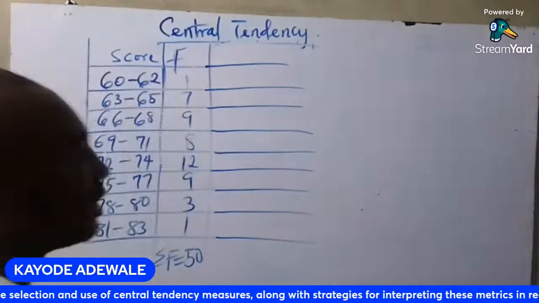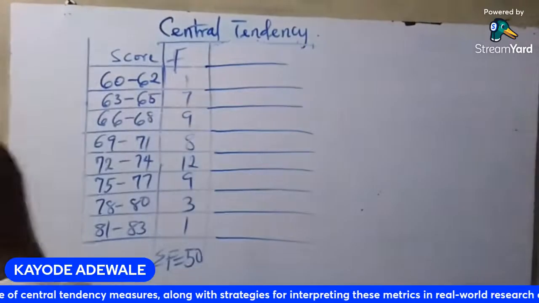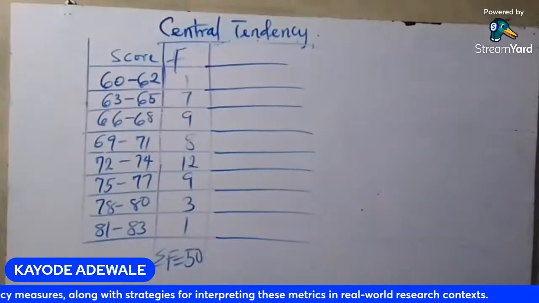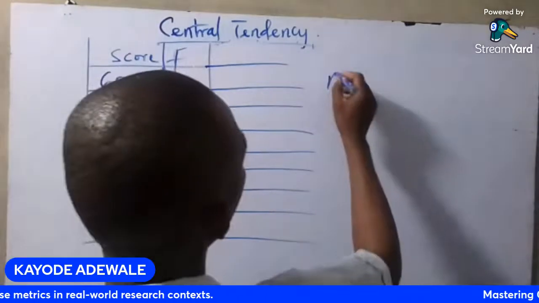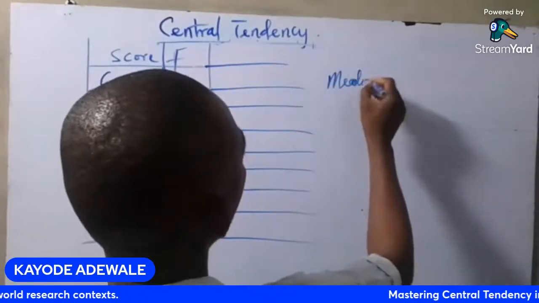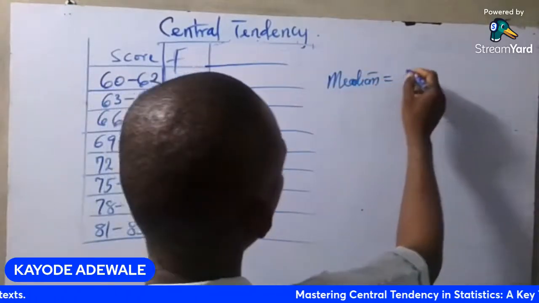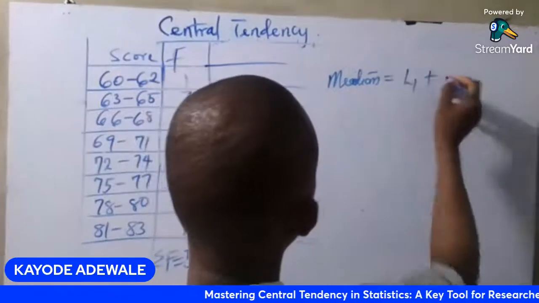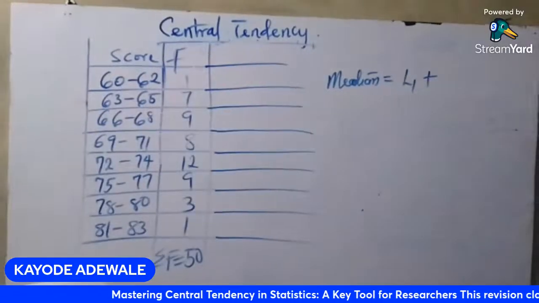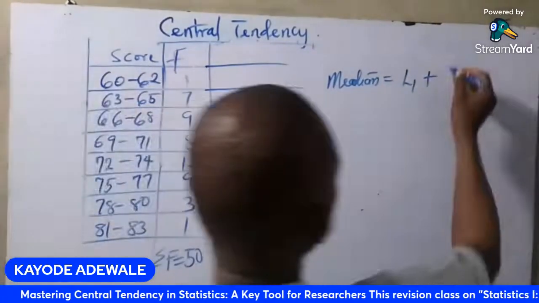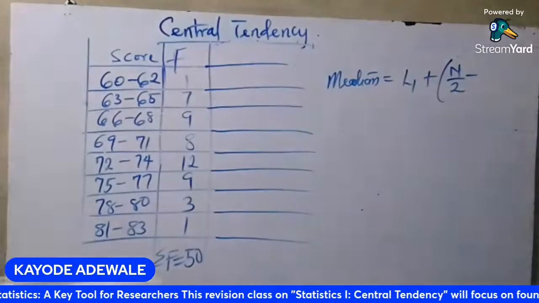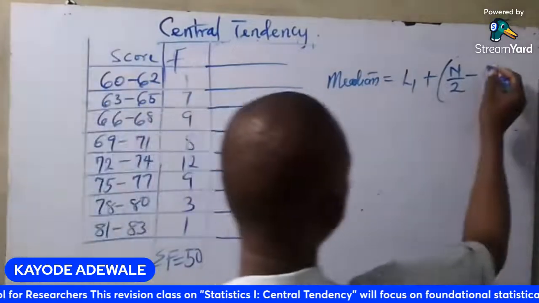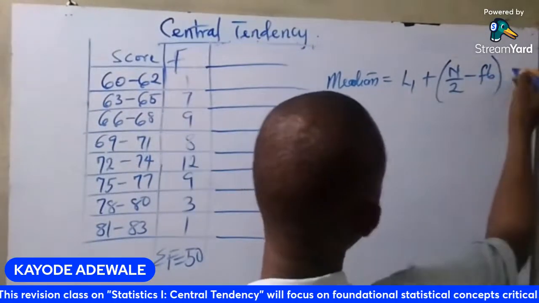So the first thing to do is that you first of all need to know the formula for median. So what is that formula for median? So the median formula is equal to L1 plus, where L1 stands for the lower class boundary, times N over 2 minus FB. I will come back and explain this.